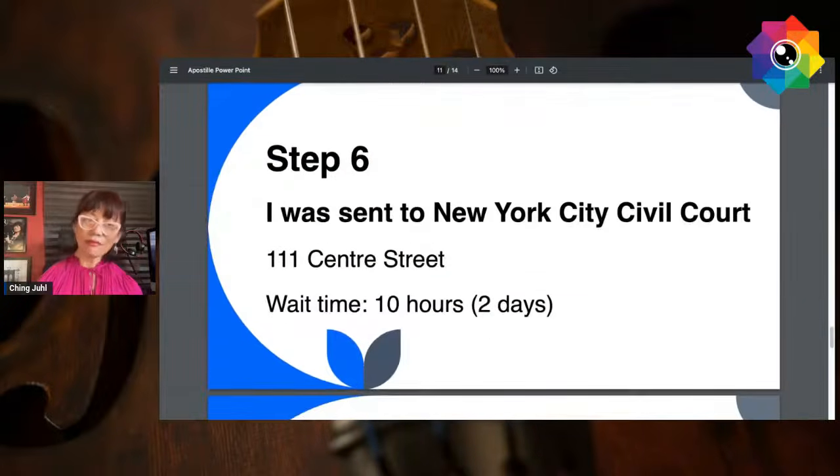Now, I was sent to New York City civil court. That was very agonizing because I went there, actually two times, over 2 days. The first day was like 4 hours. The second day was 6 hours. So what happened was, I handed the paper after waiting and waiting, and they said, "Oh, the chief clerk is not around."